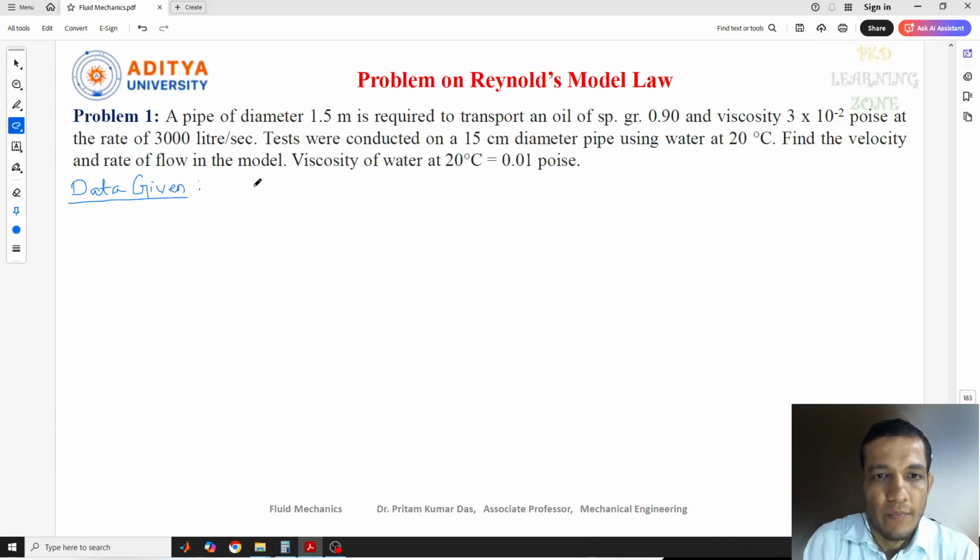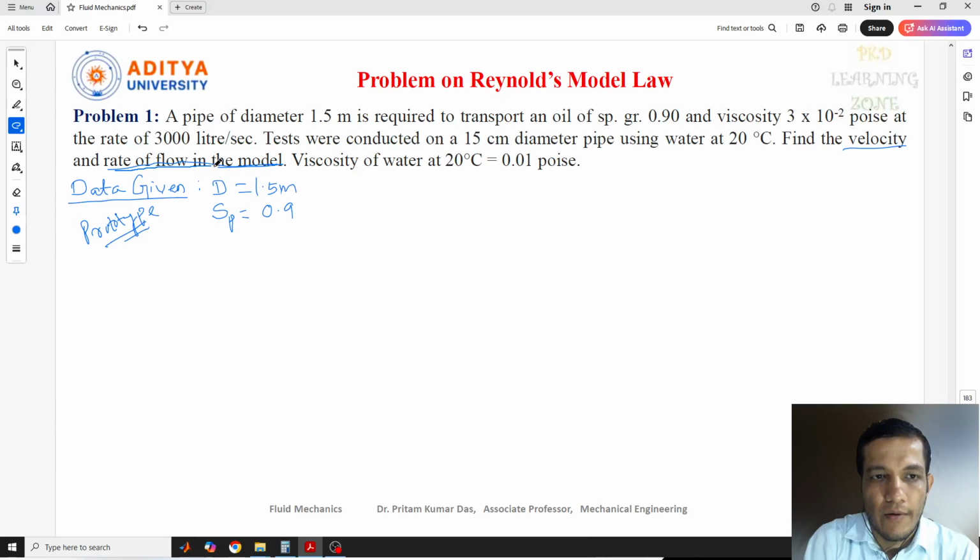First, the diameter of the pipe is given, that is D equal to 1.5 meter, and similarly the specific gravity of the oil is given. So we can write specific gravity, that is 0.9. This data is actually given for the prototype, and we need to find out the velocity and the rate of flow in the model.